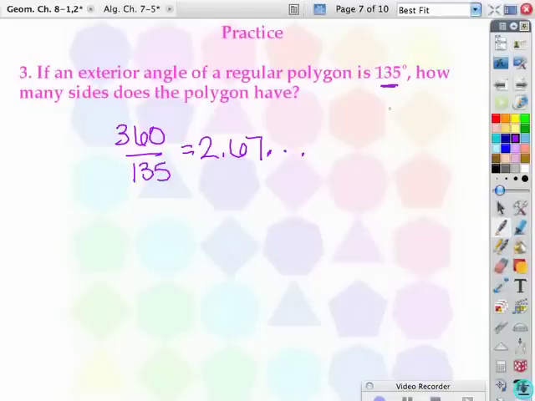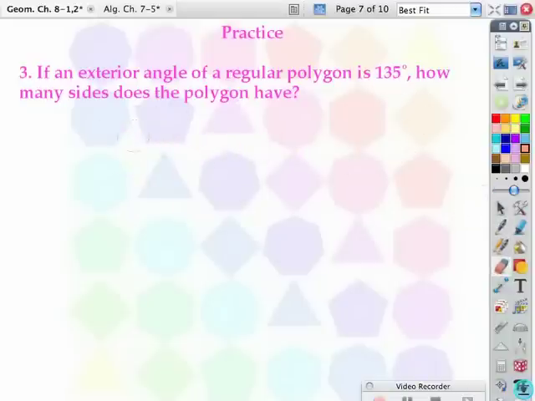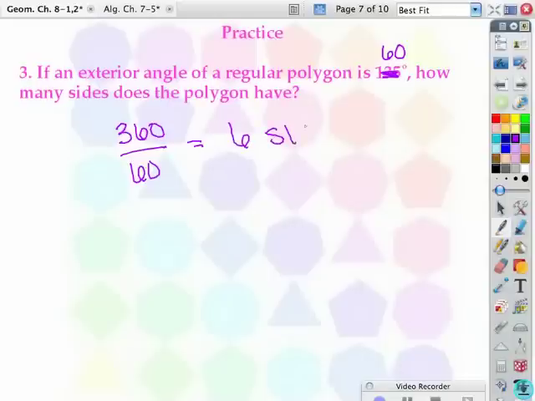Sorry. So let's go ahead and get rid of this and say that the angle instead of 135 is 60. Take the 360, divide it by 60, and here you would end up with a total of only 6 sides. I don't know what I was thinking when I picked that 135. Anyway, ignore that. Write this.